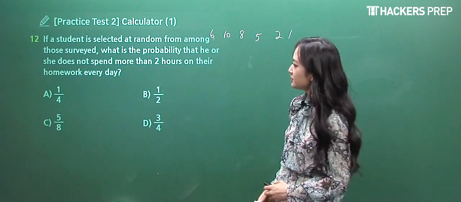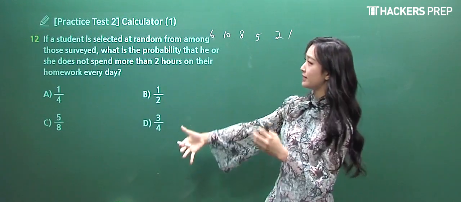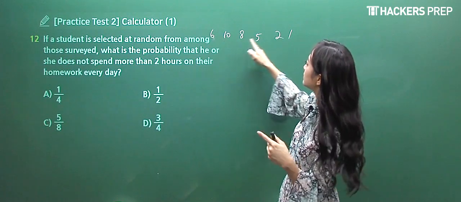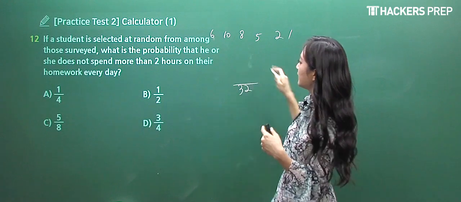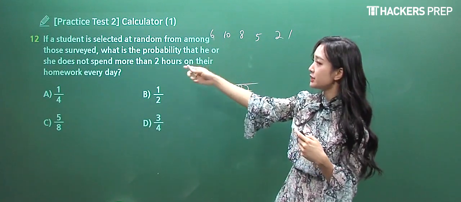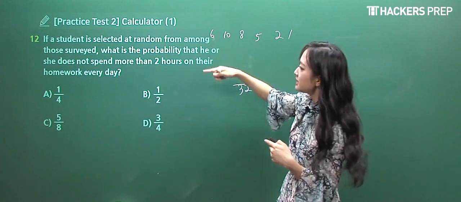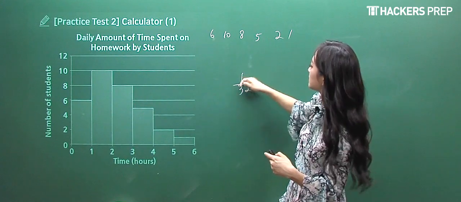Okay, so let's read the first question. Number 12, they said, a student is selected at random from among those surveyed. So you would add all the number of students here. What do you get? The total sum of 10, 20, 32. And they're asking for the probability that he or she does not spend more than 2 hours on their homework every day. So maximum of 2, less than or equal to 2. So you would add these two blocks here. You get a total sum of 16.